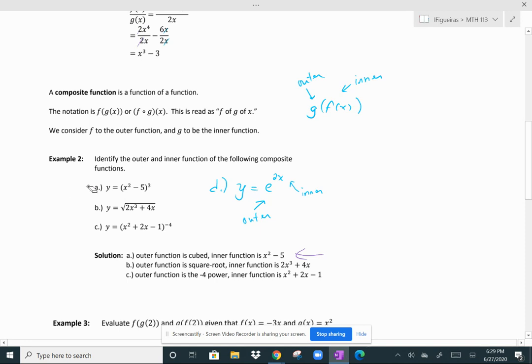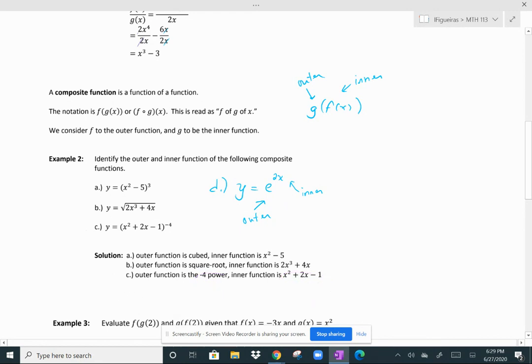What's the outer and inner function in the square root of 2x cubed plus 4x? Well, the outer function is the square root, and the inner function is the binomial on the inside, 2x cubed plus 4x. Then let's move on to the third one, which is x squared plus 2x minus 1, to the negative 4. The outer function is to the negative 4 power. The inner function is the trinomial x squared plus 2x minus 1.